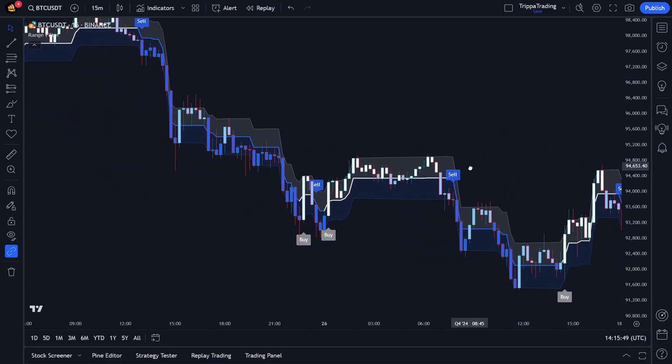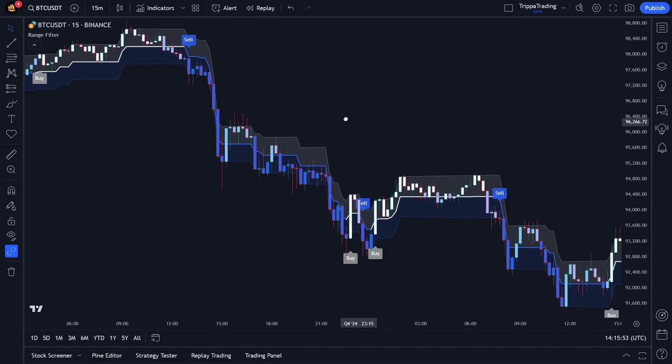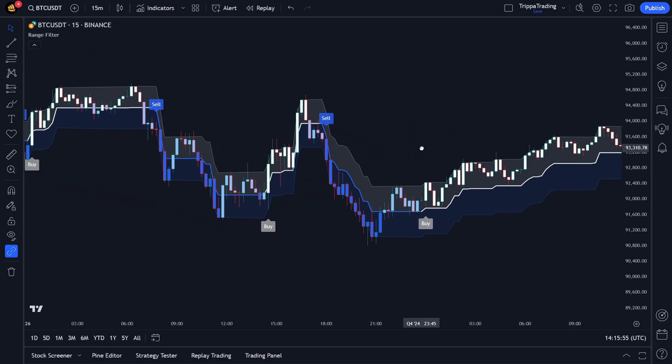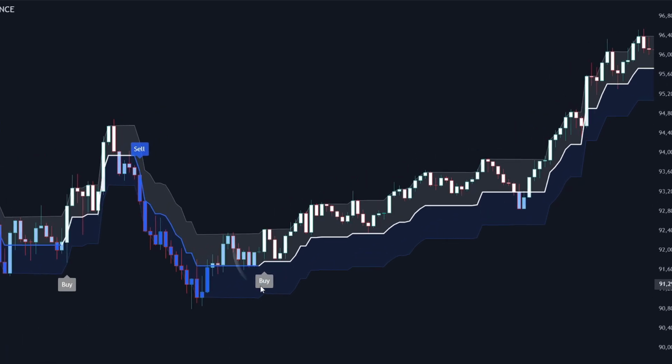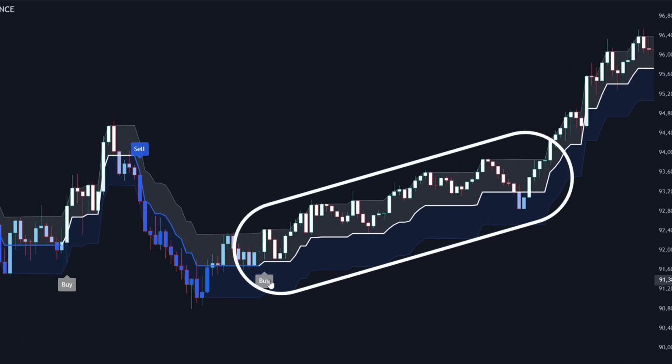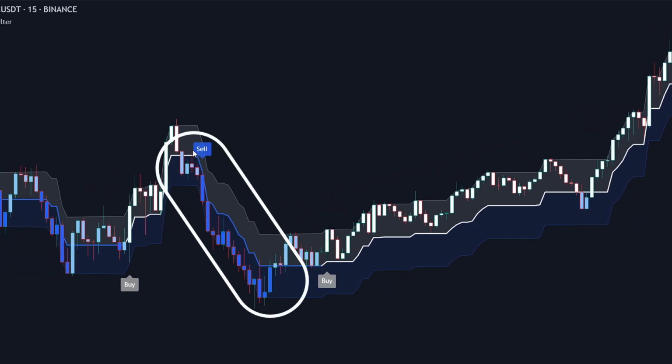With this setup, the range filter buy and sell indicator doesn't just signal entries. It also identifies trends. A buying trend is confirmed when the candles and the range filter line are white, with the price consistently trading above the filter. On the other hand, a bearish trend is identified when the candles and line are blue, and the price is trading below the filter.